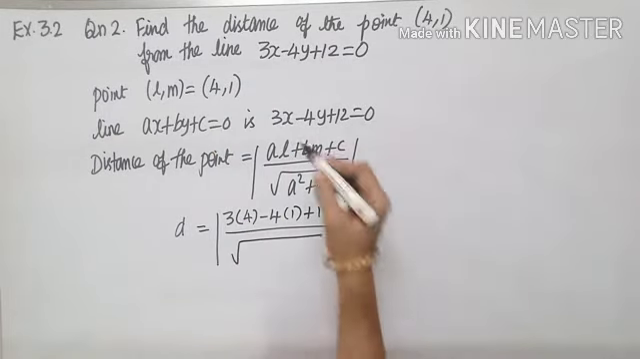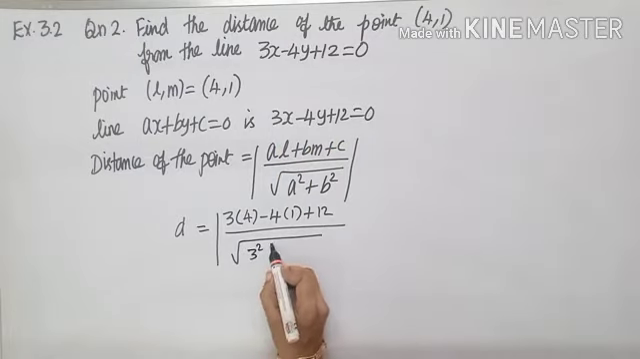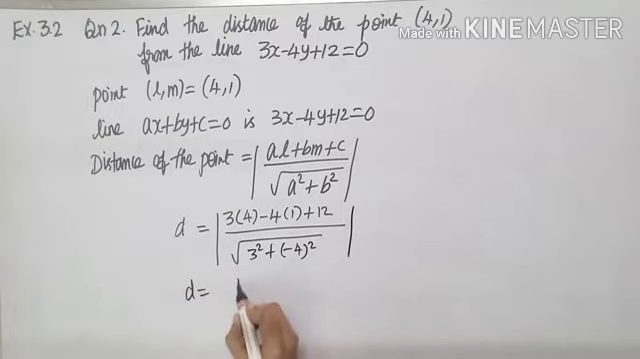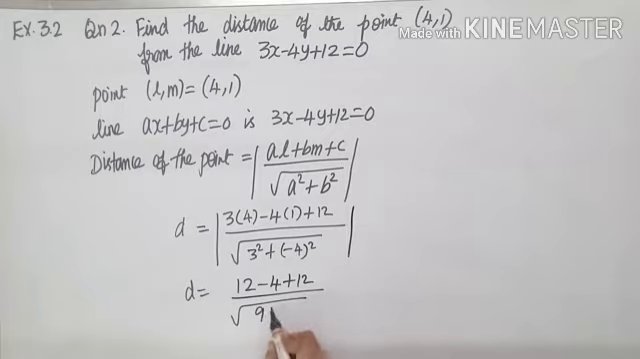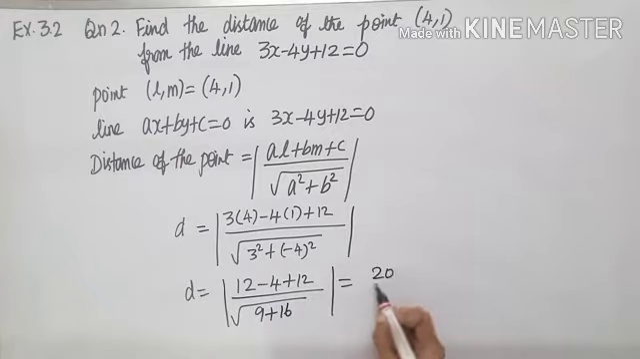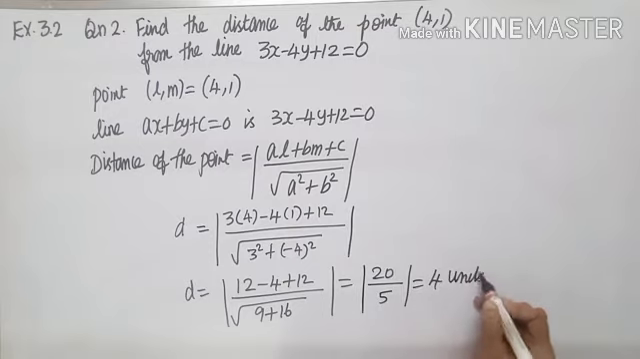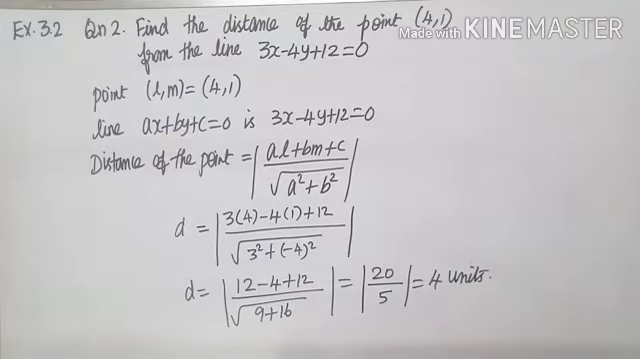Root of A square plus B square. 3 square plus (minus 4) the whole square. Simplify the answer. D is equal to (12 minus 4 plus 12) by root of 9 plus 16. 9 plus 16 is 25. Square root is 5. 20 by 5 we get 4 units. So the distance of the point (4, 1) from the given line is 4 units.